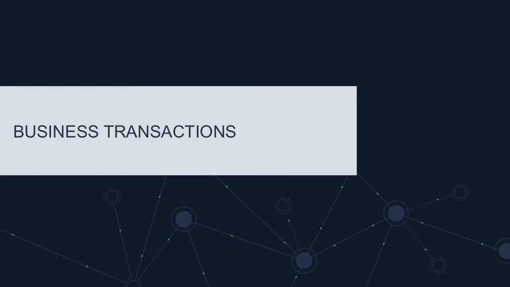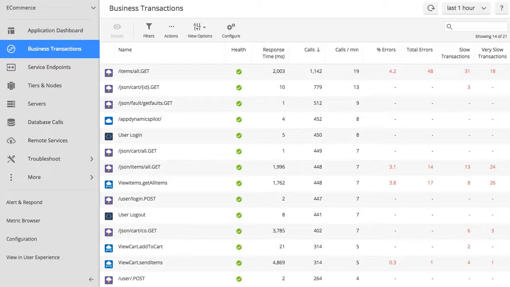AppDynamics automatically detects incoming customer requests, like checking account balances, searching airfares, or adding items to a shopping cart, and defines them as business transactions. It traces the transaction flow throughout the various tiers of your application and compares the performance of each business transaction to dynamically calculated baselines. That way, you can easily tell when business transactions are running slow.